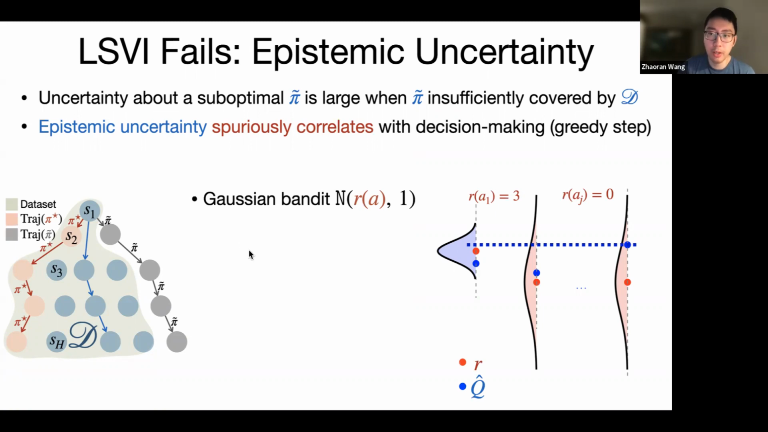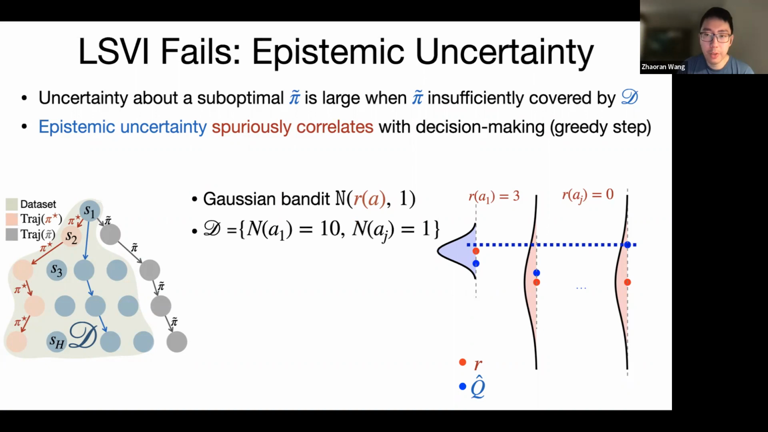So let's think of a Gaussian bandit. You have the mean reward. For example, the first arm is optimal, and its mean reward is 3. The other rewards are 0. Those are all suboptimal arms. I want to select the best arm, which is the first one.